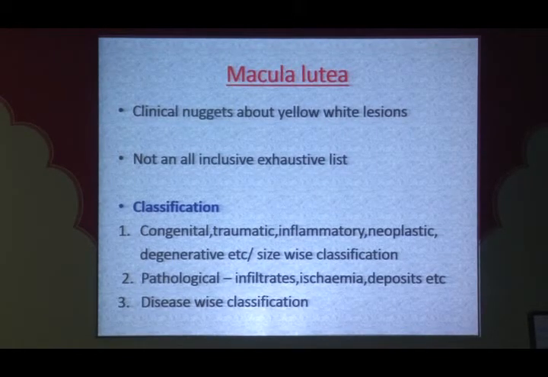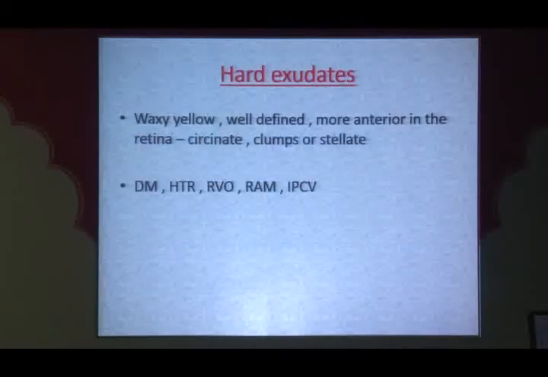Now, this is about clinical nuggets about yellow-white lesions at the macula. This is not an all-inclusive exhaustive list, as Dr. Gopal was mentioning. Now, we can classify it in various ways depending upon the etiology or the pathology on hand, or we may have a disease-wise classification, and in my talk I will try to have a combination of the two.